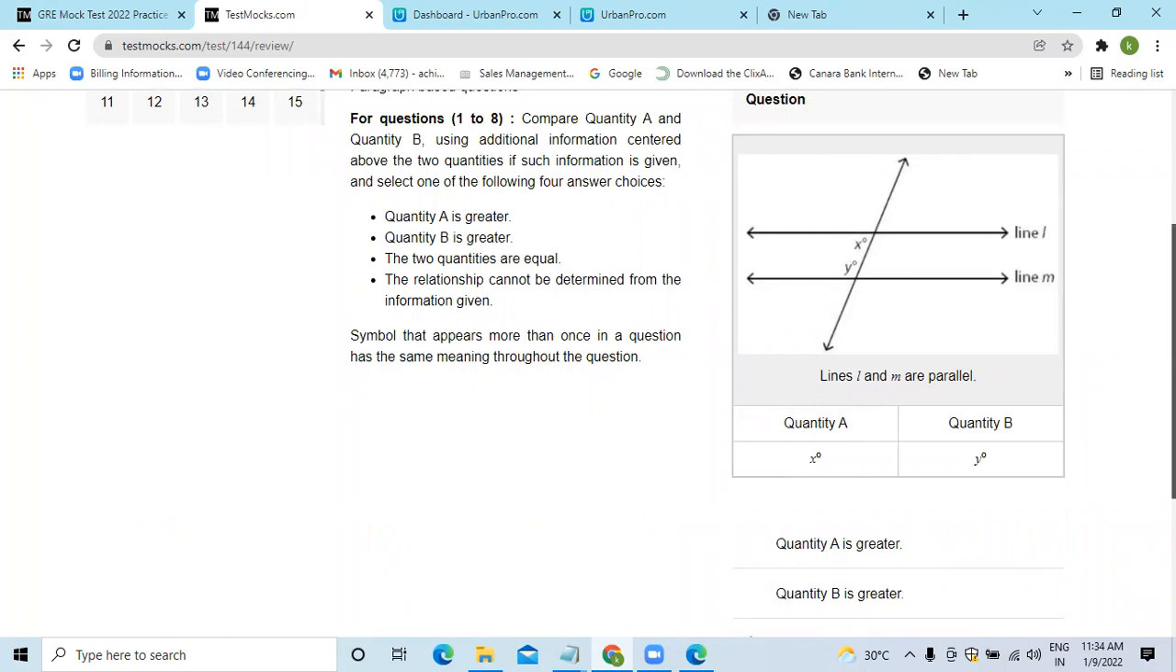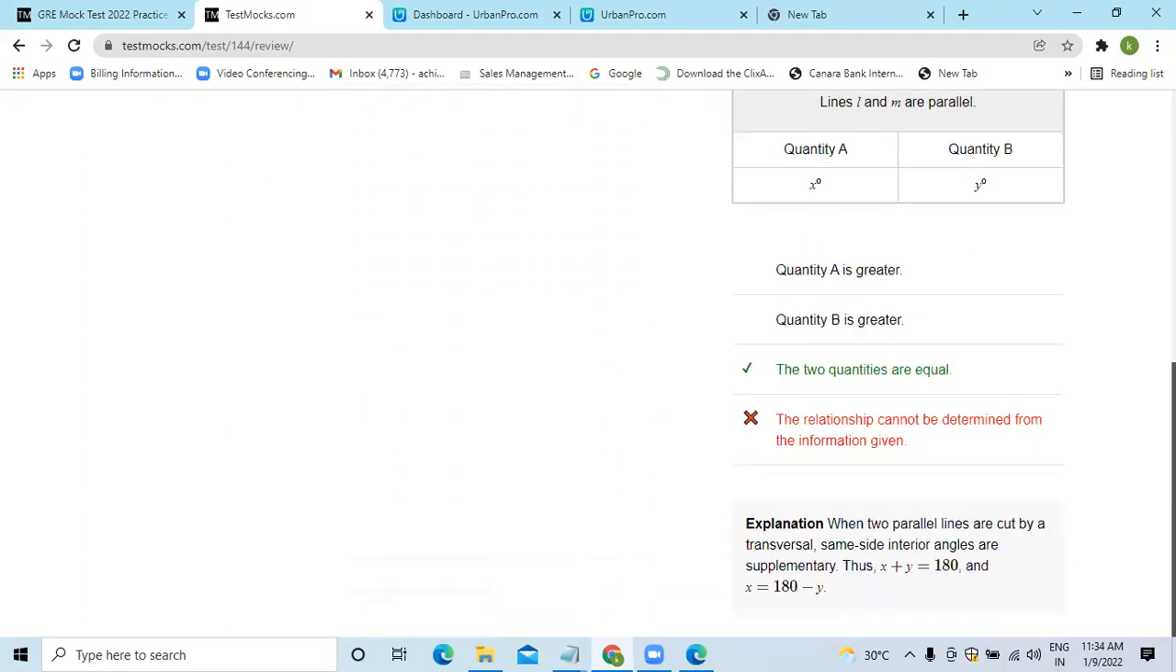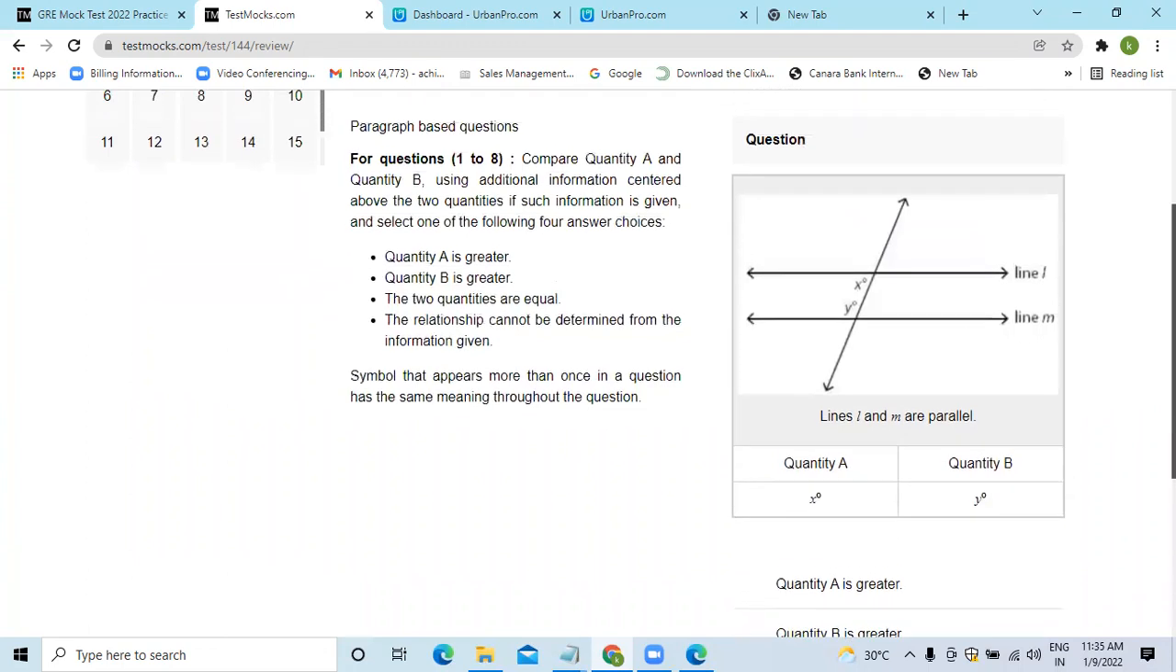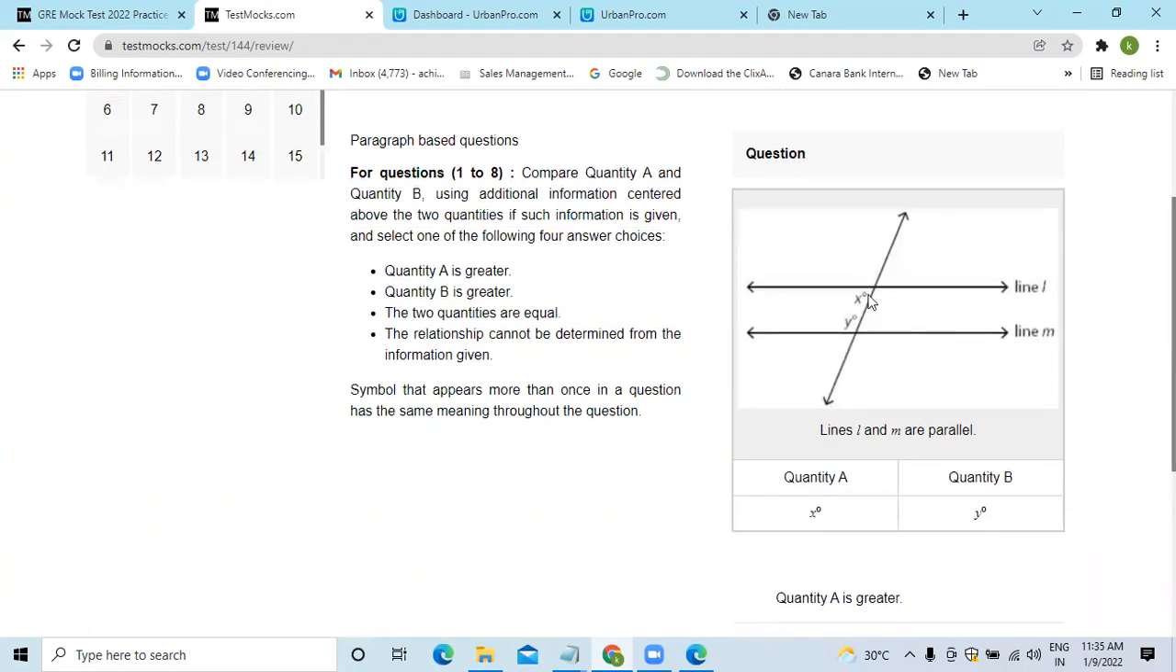Done, Vedant? Yes, sir. And please mark this as the answer. Quantity B is greater, which is the right answer for this question, right? Yes. And please make a note of the explanation here, the same explanation, right? No, I thought it was supplementary, but then I didn't take into consideration the obtuse and the acute angle. Yes, yes. So you should do that.